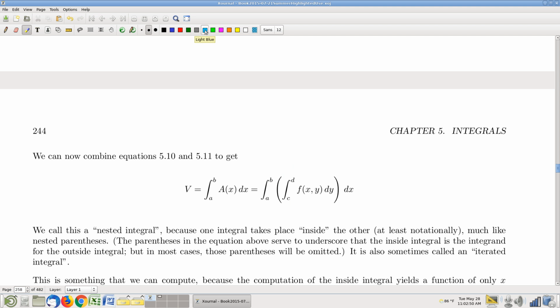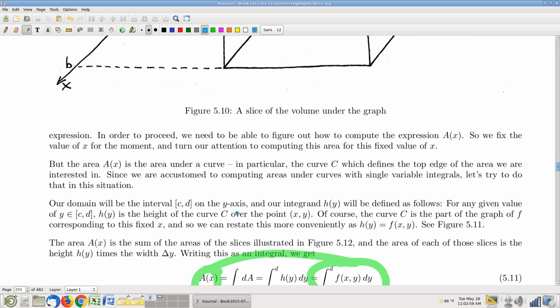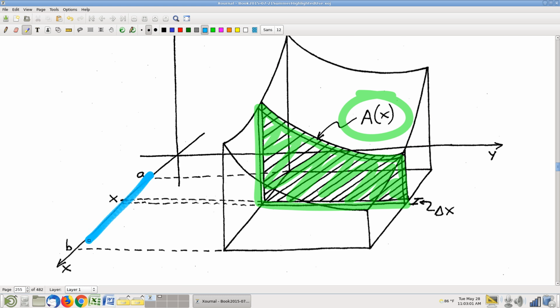For the outside integral, x is absolutely a variable. X ranges from a to b. For the purposes of the outside integral, x ranges from a to b. X is the variable. X is what's changing. We're looking at little widths, delta x. So x is to be treated as a variable once you get to the outside integral.